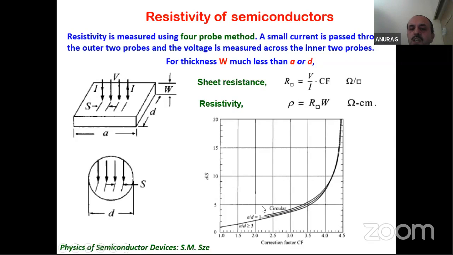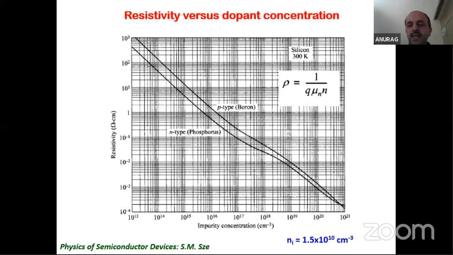So if you have a ratio of almost 10 or above, then the correction factor is something like 4.3 or 4.4. So you have to introduce that 4.4 correction factor. Otherwise, if you don't introduce it, there is going to be a huge error in your sheet resistance and then eventually in the resistivity calculation. So this graph is very useful. You have to use this graph for calculating the correction factor. So this is what I am depicting, which is what I told you earlier, the resistivity.